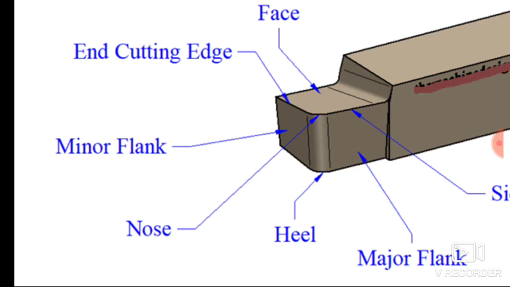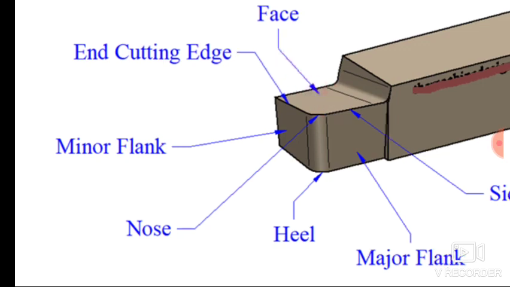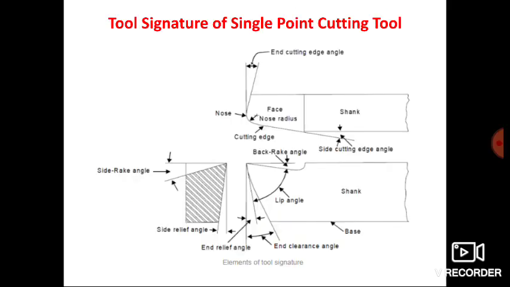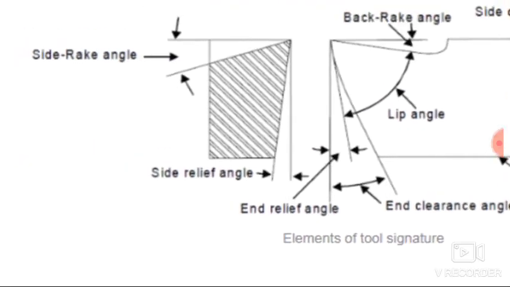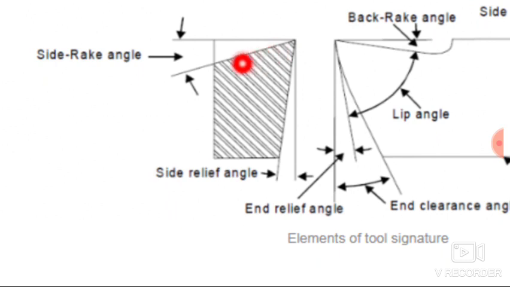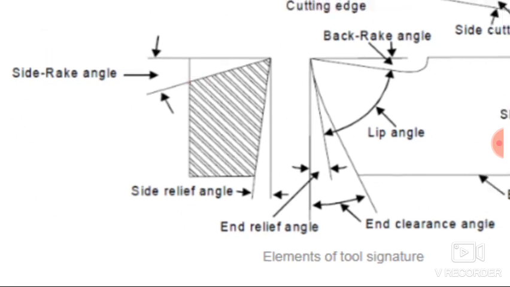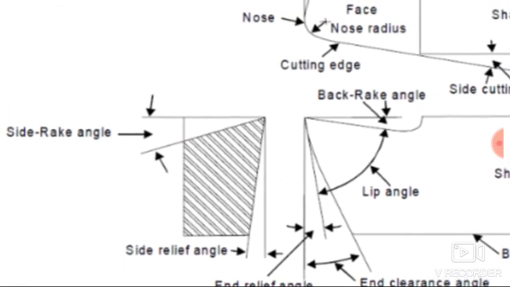Okay, so that means this line is making some angle with a plane which is parallel to the base of the cutting tool. Okay, so here you can see the side rake angle. Now this is a face of the cutting tool. This face of the cutting tool is making some angle with a line which is parallel to the base of the cutting tool, and that angle is known as a side rake angle.